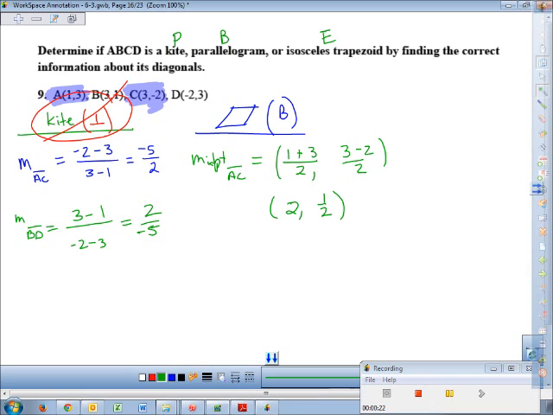Is that cool with you? Do I have to find the other midpoint? Because I don't know if it's a parallelogram or not. I'm trying to prove that it's a parallelogram, so we got to find the other midpoint. If it turns out to be 2, 1/2, then yes, it's a parallelogram. If it doesn't, then no, it's not a parallelogram. Midpoint of segment BD.